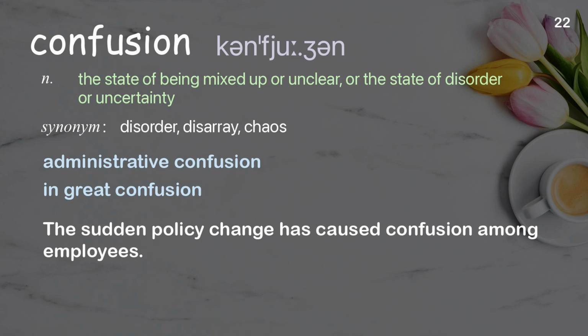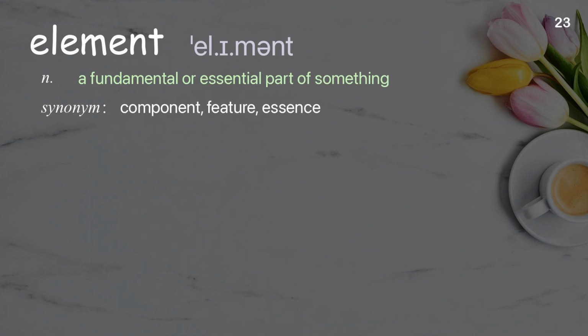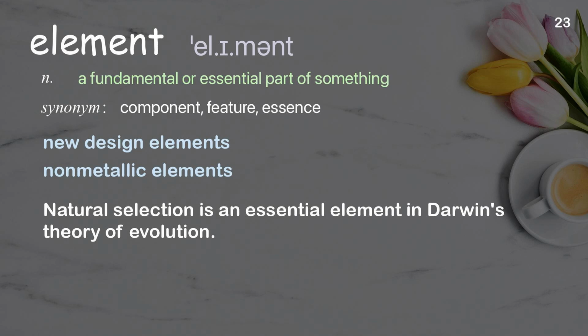Element: a fundamental or essential part of something. Examples: new design elements, non-metallic elements. Natural selection is an essential element in Darwin's theory of evolution.